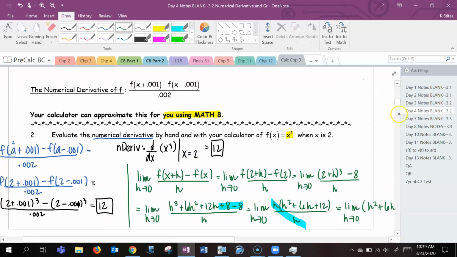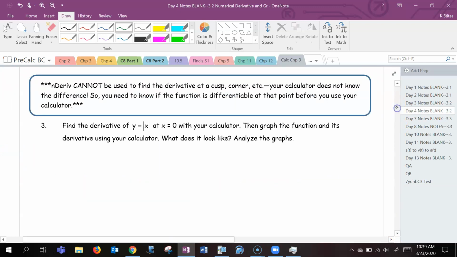So now, you're probably wondering, why can't I use this all the time? Besides the fact we want you to be able to do this non-calculator. Well, that's because nDeriv cannot be used to find the derivative at a cusp, corner, etc. Your calculator does not have a brain. It does not know the difference. So you need to know if the function is differentiable at that point before you can use your calculator.